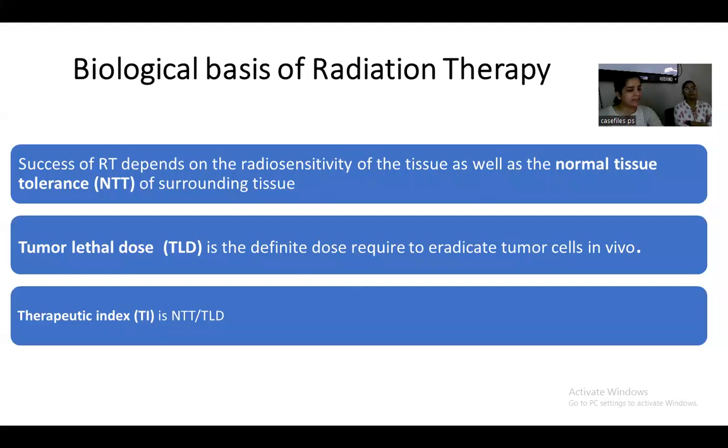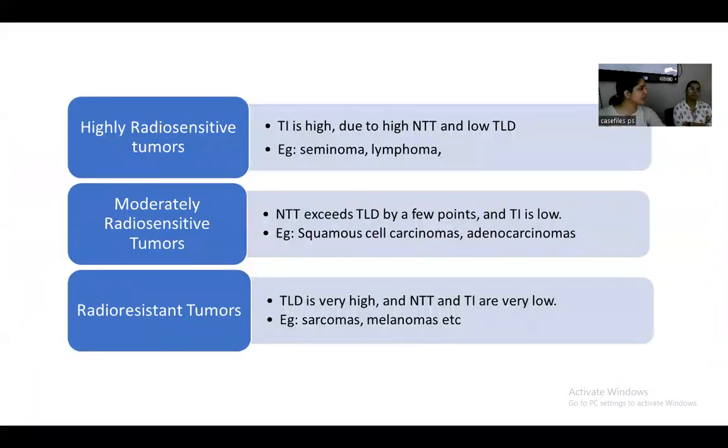As per the therapeutic index, we divide the tumors as radiosensitive tumors, radioresistant tumors. The tumors which are highly radiosensitive have a very high therapeutic index. That is, they have high normal tissue tolerance with a very low tumor lethal dose. The examples include seminoma and lymphoma. Moderately radiosensitive tumors have normal tissue tolerance which exceeds only slightly the tumor lethal dose, and the TI is low, but still they are sensitive. This includes the squamous cell carcinomas and adenocarcinomas.